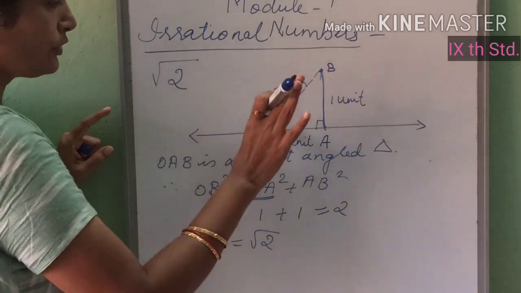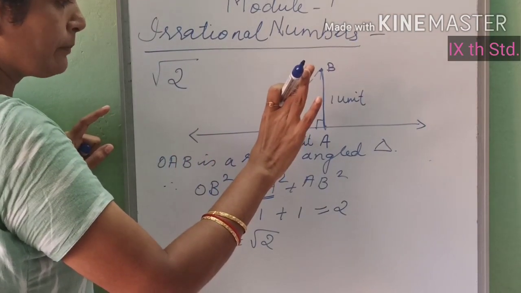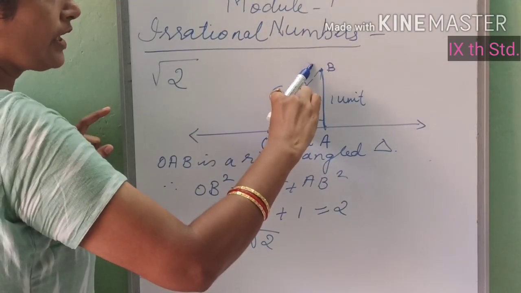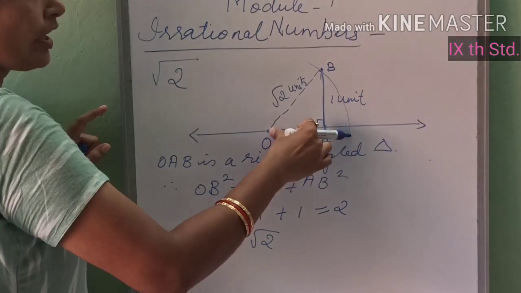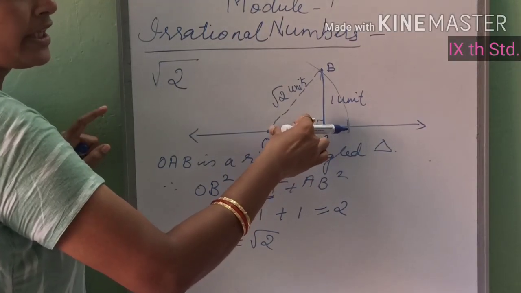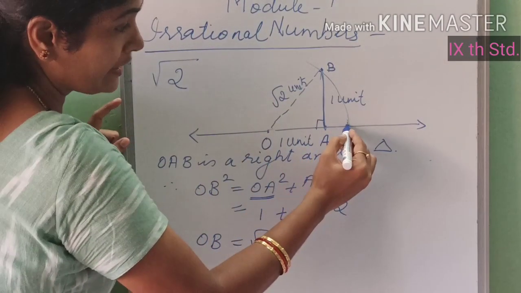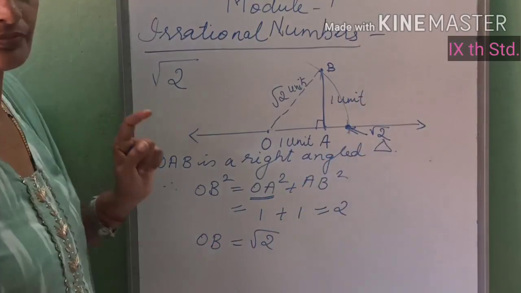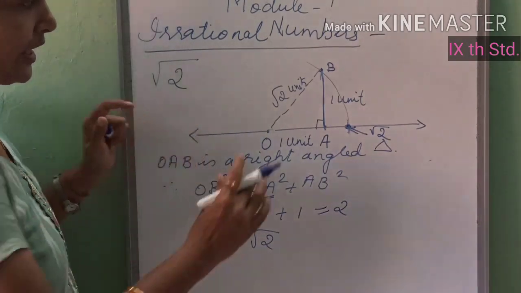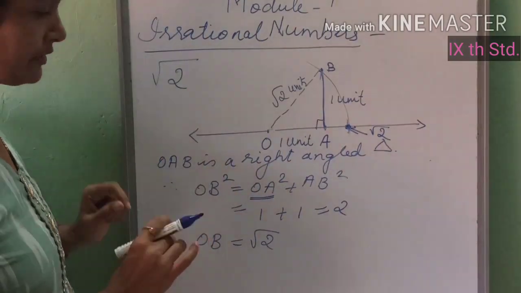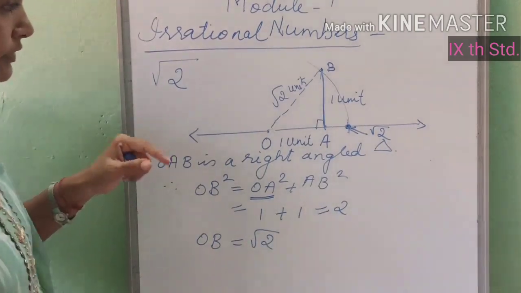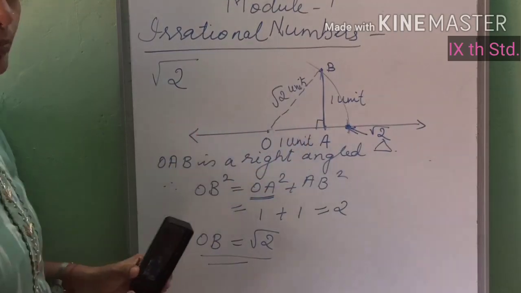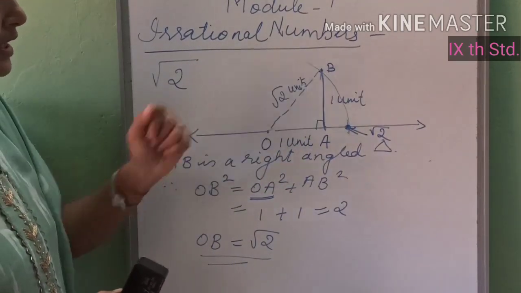Now what you do is take the compass, keep the pointer of the compass at O, then take the radius as OB, then mark it. Draw an arc such that it intersects the number line. So this point on the number line represents root 2. Represents root 2. Clear? Root 2. Fine? Then, once again I will tell you, this is how we can conclude that the distance OB is root 2.